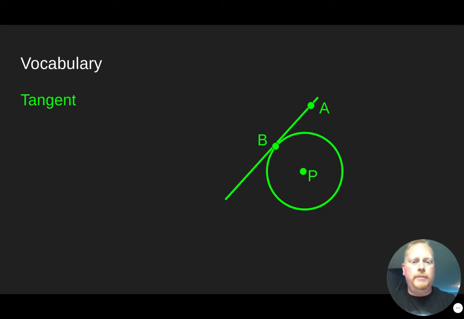So let's go ahead and put some points in here. Here we have P as the center of the circle, so it's circle P. And then the line is line AB. So we could say that line AB is tangent to circle P. Another piece of vocabulary is the point of tangency. If AB is a tangent line, then point B is the point of tangency. That's where that line hits the circle.